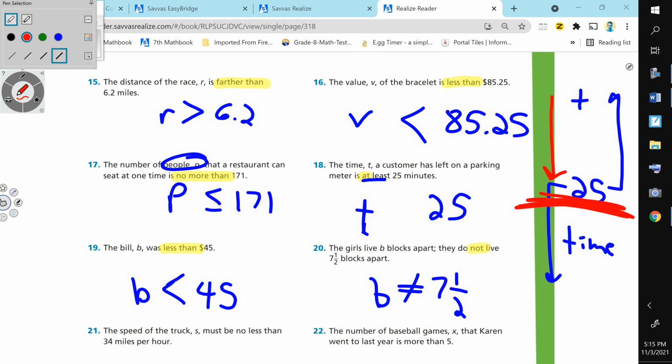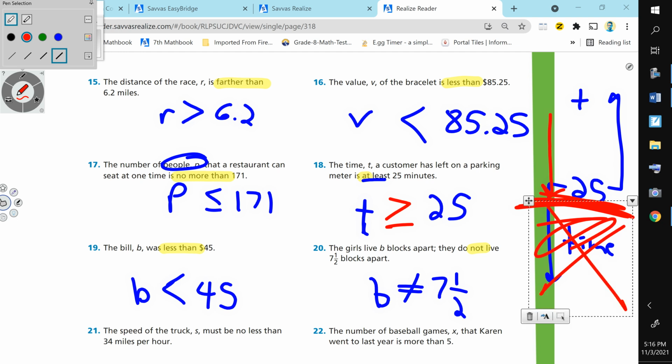Just kidding. Now, you can go 26, 27, 25, 20, but you can't go 24. The least you can go is 25. So that means it's going to be greater than or equal to 25. Yeah, it can be 25. You can't go lower. This is not allowed, okay? So don't go lower than 25. You can equal 25. You can be greater than. So at least means greater than or equal to. I hope that makes sense.